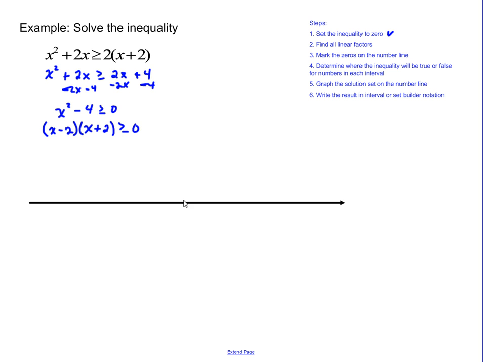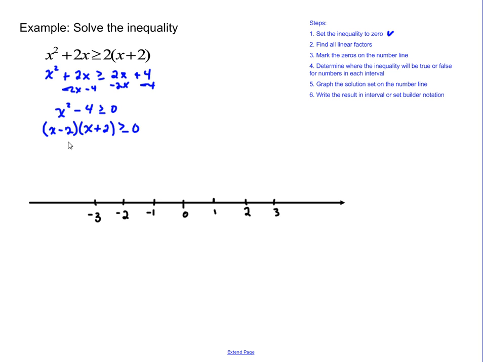So we go through 0. Here's 1. Here's 2, here's 3, and so on. And to the left, negative 1, negative 2, negative 3, and so on.